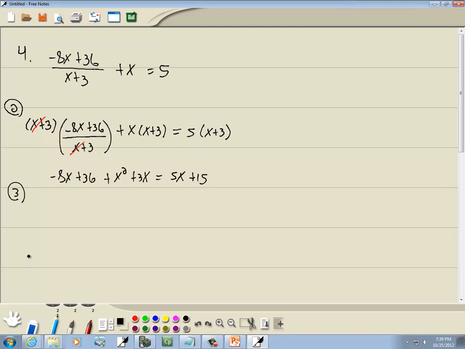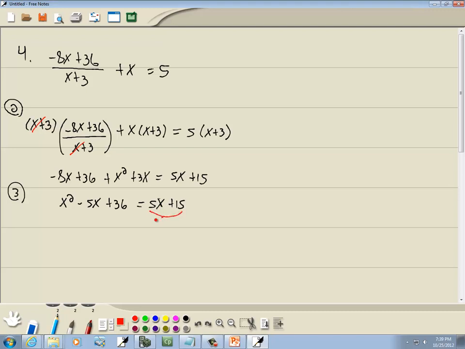And we're solving this now. So we'll combine together like terms in any step. Negative 8x plus 3x is negative 5x plus 36 equals 5x plus 15. Now since we have an x squared, that means we want to get everything over one side, 0 on the other, and see if we can factor it.